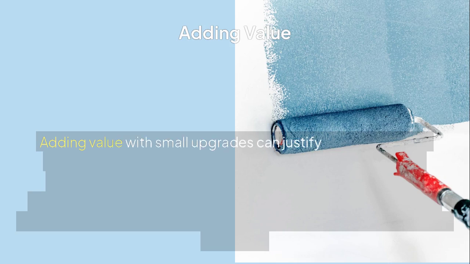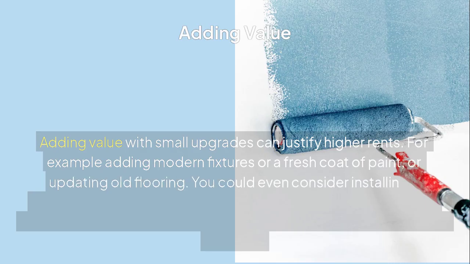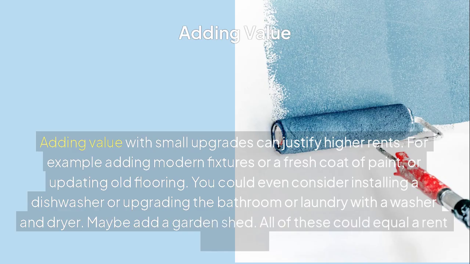Adding value with small upgrades can justify higher rents. For example, adding modern fixtures or a fresh coat of paint, or updating old flooring. You could even consider installing a dishwasher or upgrading the bathroom or laundry with a washer and dryer. Maybe add a garden shed. All of these could equal a rent increase.